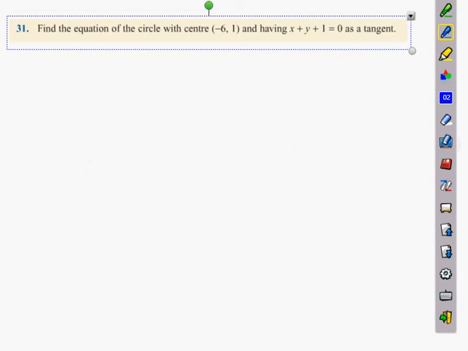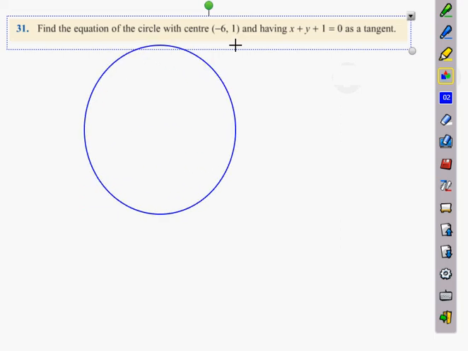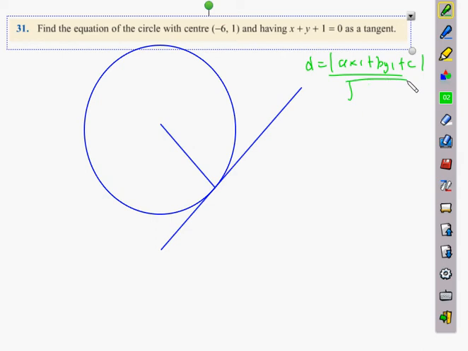31. Find the equation of a circle. So what we have here is our circle. And once we have our circle, we have a line that's a tangent, like so. What I have to do next is either find the centre of that circle and find that distance there. Distance being ax1 plus by1 plus c all over the square root of a squared plus b squared. Now, centre is minus 6, 1.